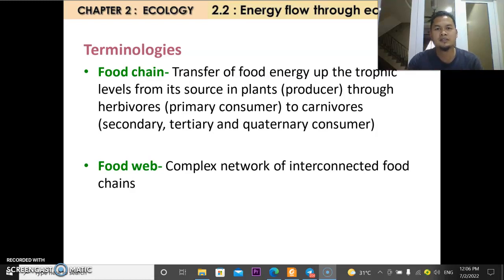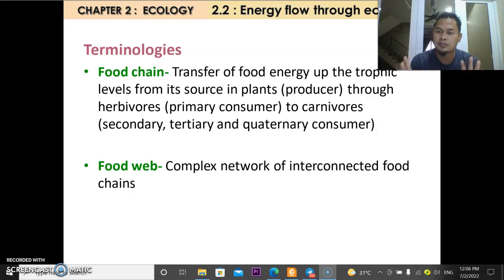Today's lesson is about the energy flow. We like to discuss energy flow through the ecosystem. Before this, you learned that when we study the ecosystem, we look into two important things. The first one is the energy. The second one is the nutrient. When we discuss energy, we know that energy flows in one direction. But when we discuss nutrients, we learn that nutrients cycle throughout the ecosystem.